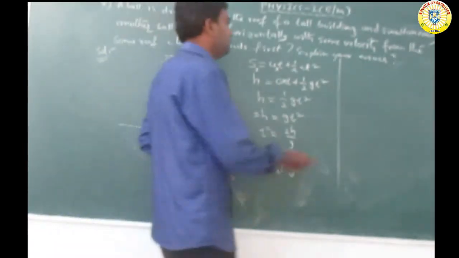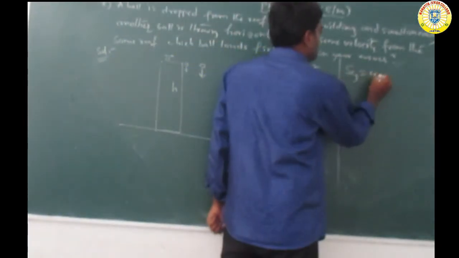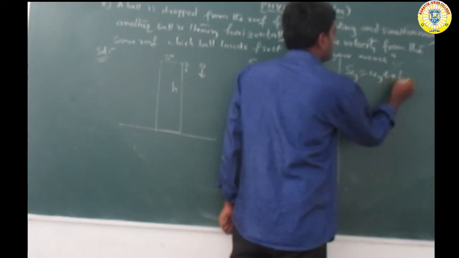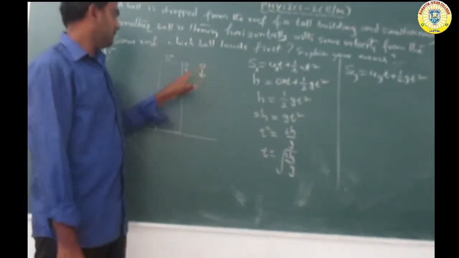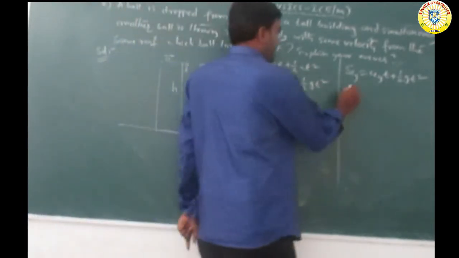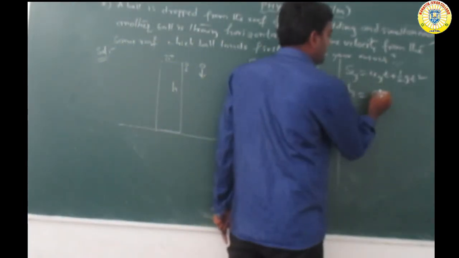So by using the equation sy is equal to uy t plus half g t square, sy means the same height h, and uy means initial velocity is 0.